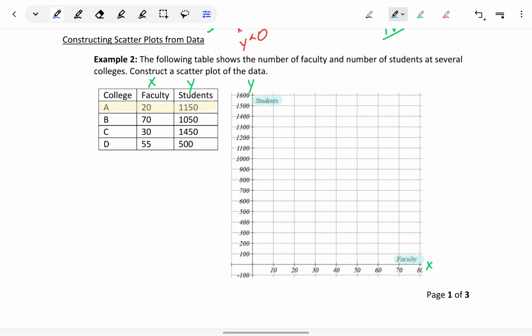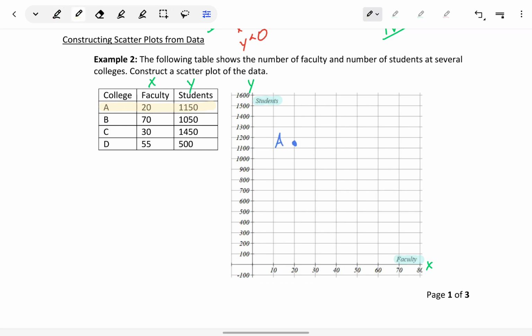So starting at 0, 0, we would move to x equals 20, which is our number of faculty members, and then up to y equals 1,150, which we can plot approximately between 1,100 and 1,200. So that's our point that we would plot for College A.